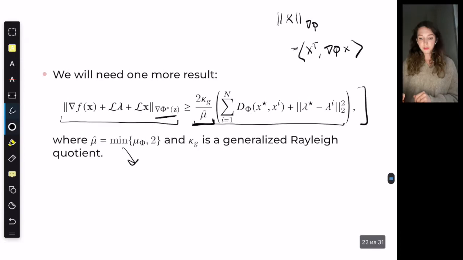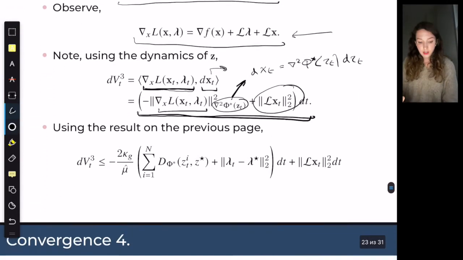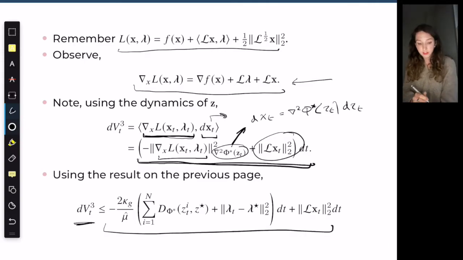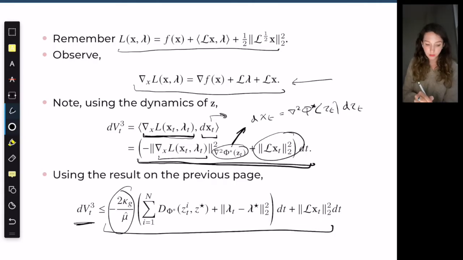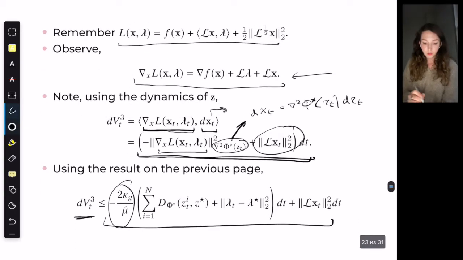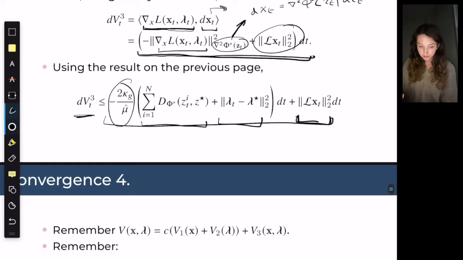Now, using this result that I didn't prove, but which we just trust holds on this bound, we can essentially bound this dv3 in this following way. So we have three terms here. We have this negative constant that comes from this thing. We have this sum over our Bregman divergence between z_i and z star. This L2 norm of our lambda and lambda star, and this L2 norm of our interaction, so Laplacian times x. Okay.